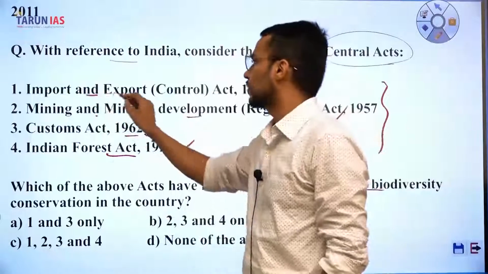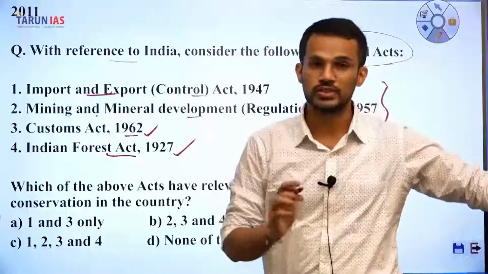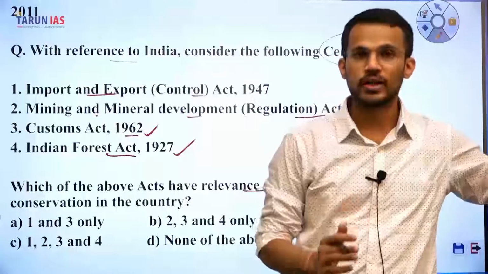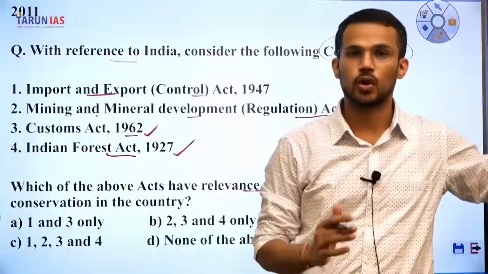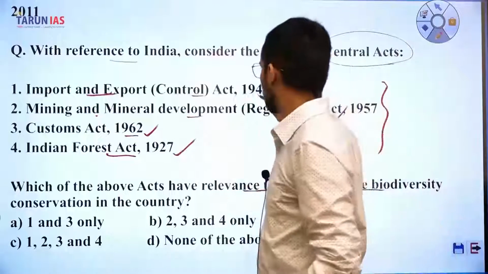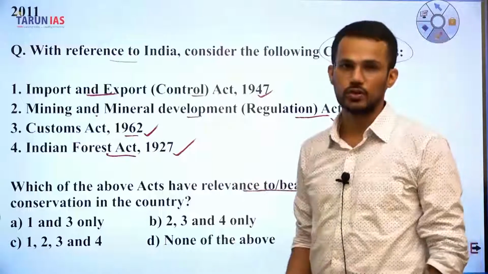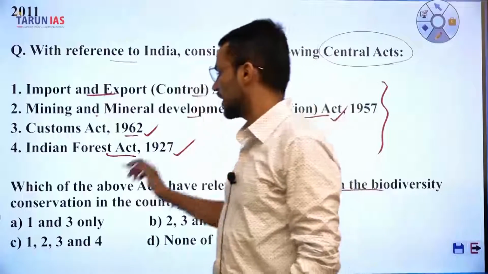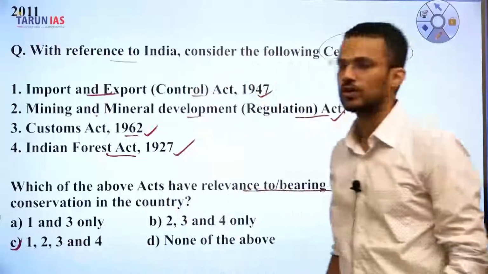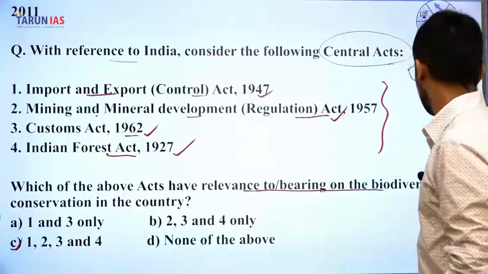And lastly, Import and Export Control Act 1947. So this act also regulates import and export of biodiversity products, and hence this act also has its bearing on biodiversity conservation, and that's why all these acts are related to biodiversity conservation, and hence the answer is C, 1, 2, 3 and 4.